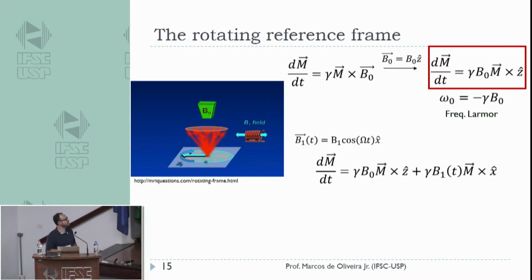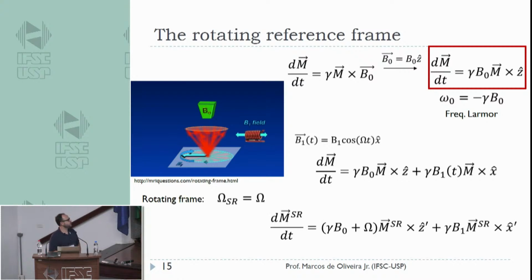So B1 has this shape here. It has an amplitude, and then oscillates as a cosine. Then if we put this in the equation, we have this equation here. Now it depends on time. It's harder to solve this because you have this time dependence. Then to get things easier, we move our system to a rotating frame. Now we are in a frame that's rotating with the same frequency that we are using to irradiate our system. Then the equation gets easier.